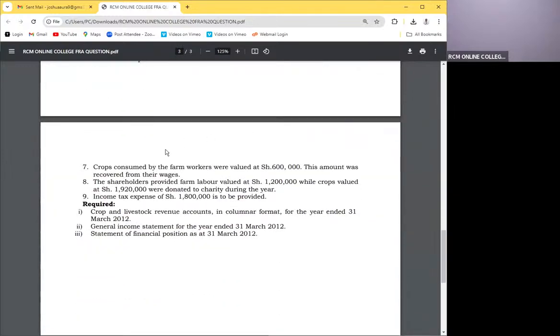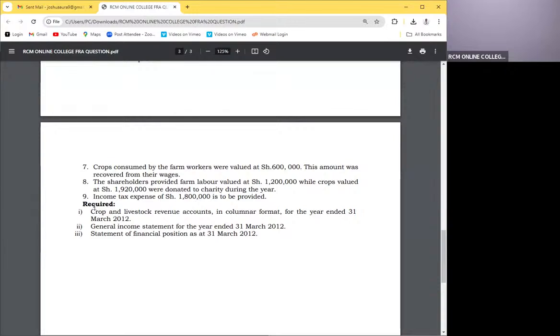And then they want us to give them a crop and livestock revenue account in a columnar format for the year ended 31st March 2012. And then later on, to take care of these indirect expenses, they want us to do a general income statement. And then number 3, we have the statement of financial position. So we shall do this straight away.